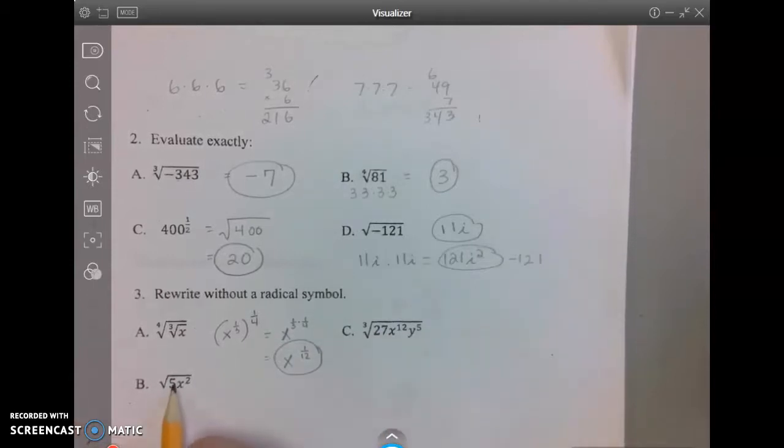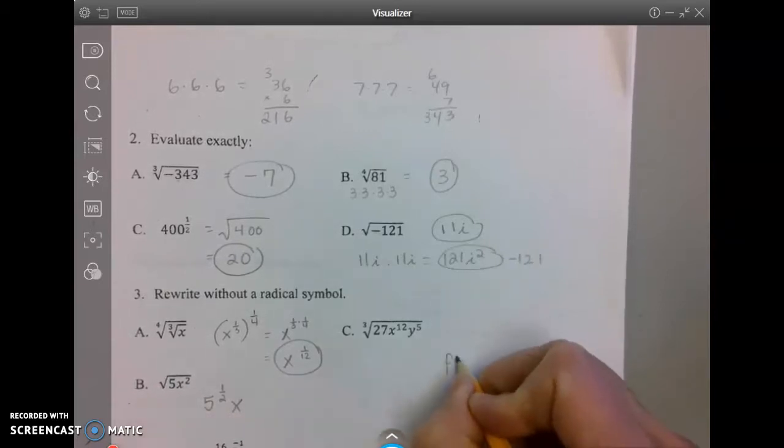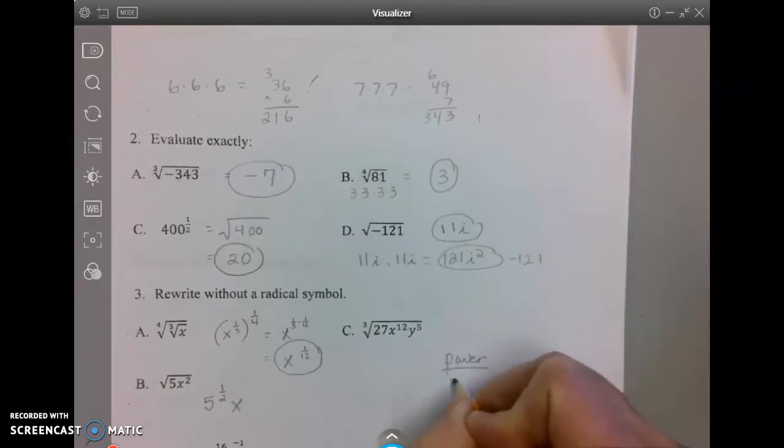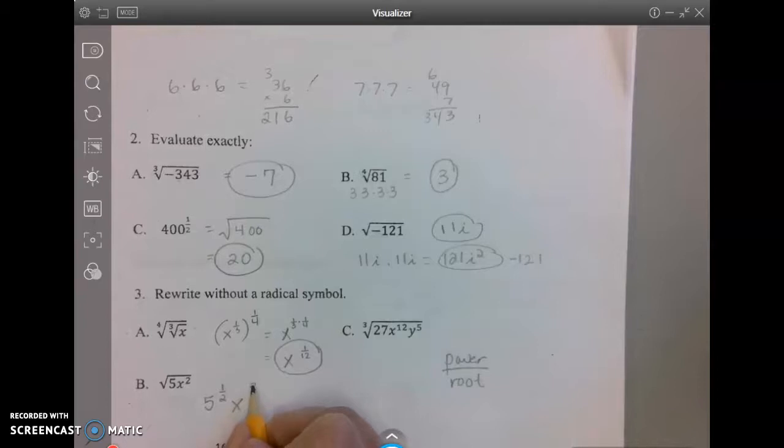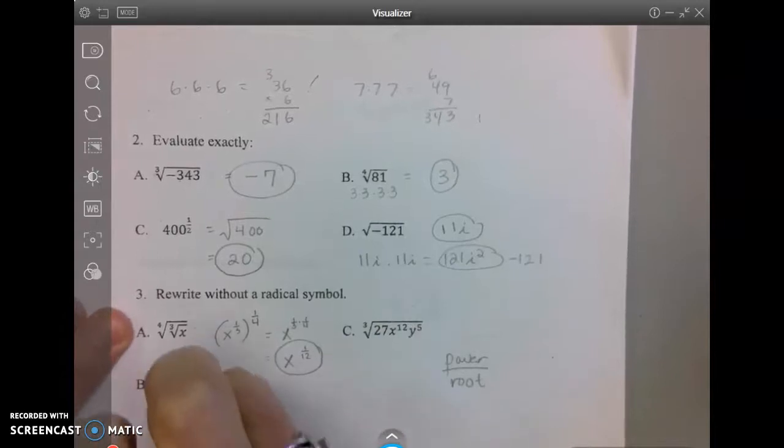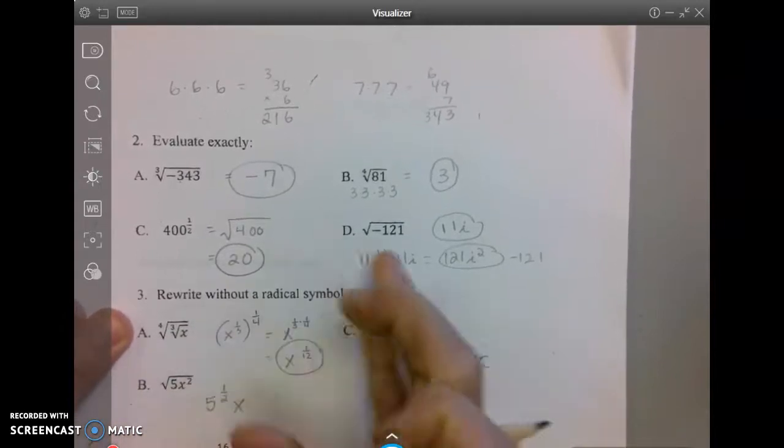Letter B. Since I'm doing it without a radical symbol, that would be x to the 5/2. And remember, this is power over root. It's always power on the top, root on the bottom. So 2 is the power and 2 is the root. So this just becomes x to the 1st, or just x.